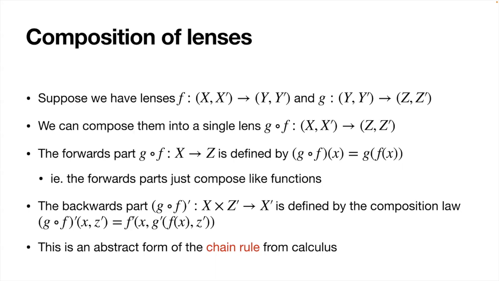Okay, and yes, you can compose these things together. If you have two lenses with a matching boundary, you can compose them, and I'm going to tell you how to do that. So we have a lens from this pair to this pair, and another one from this pair to this pair. How do we compose them? We need to get the lens from this pair to this pair.